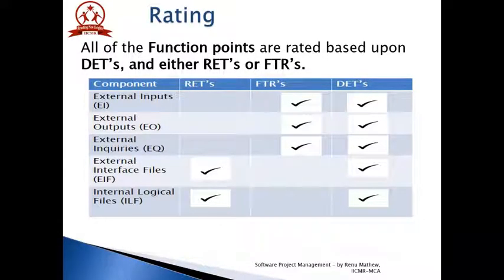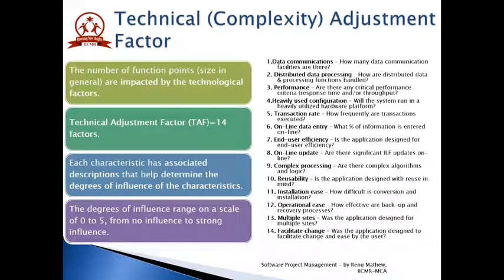That is, all the function points are rated based on data element types and record element types or the file type reference. For rating external inputs, external outputs, and external queries, we use FTRs and data element types. Similarly, for rating internal logical files and external interface files, we use record element types and data element types. The number of function points is also impacted by technological factors.